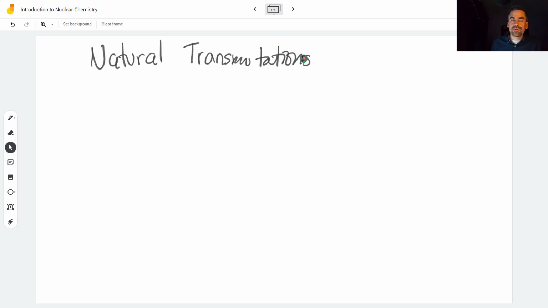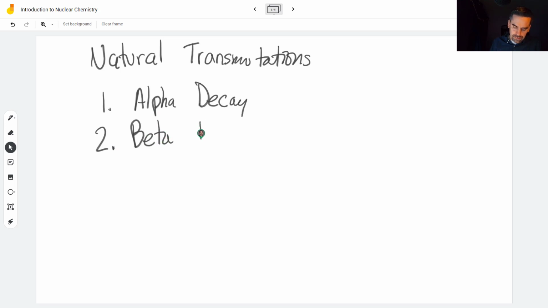When you have an unstable nucleus, it will decay, and the nucleus will decay into something else. So we're going to talk about alpha decay. We're going to talk about beta decay. And we're going to talk about positron emission.